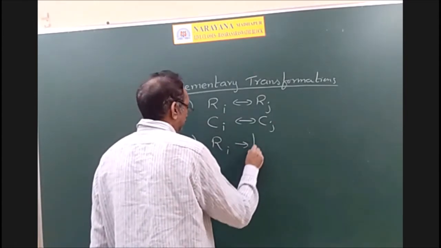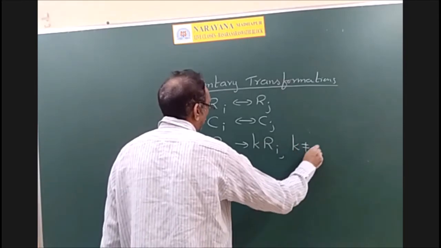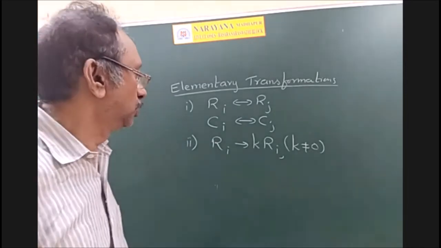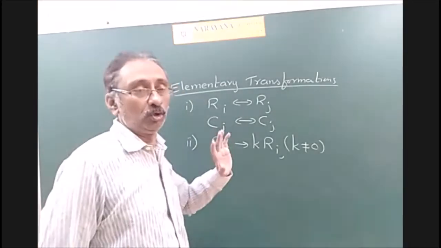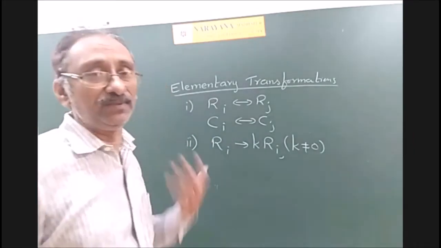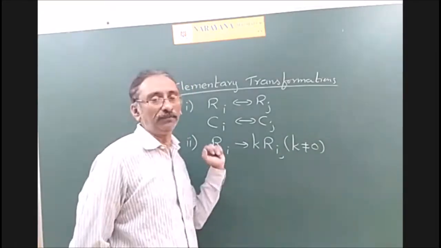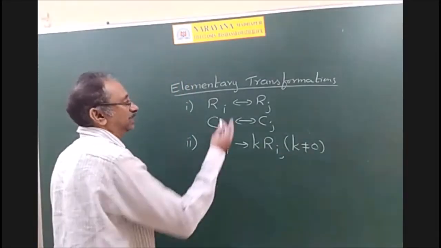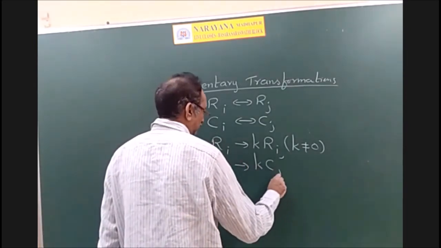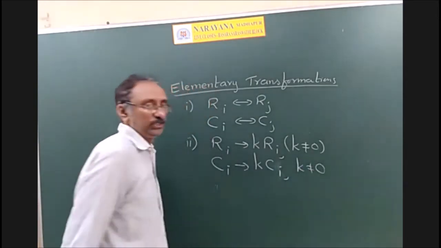Ri implies k into Ri, that is k not equal to 0. So multiplying elements of any row with a non-zero number. We should not multiply with 0. If you multiply with 0, every element becomes 0. So you have to multiply a row with a non-zero number. That is the second elementary operation. Similarly, Ci implies k into Ci, where k not equal to 0.